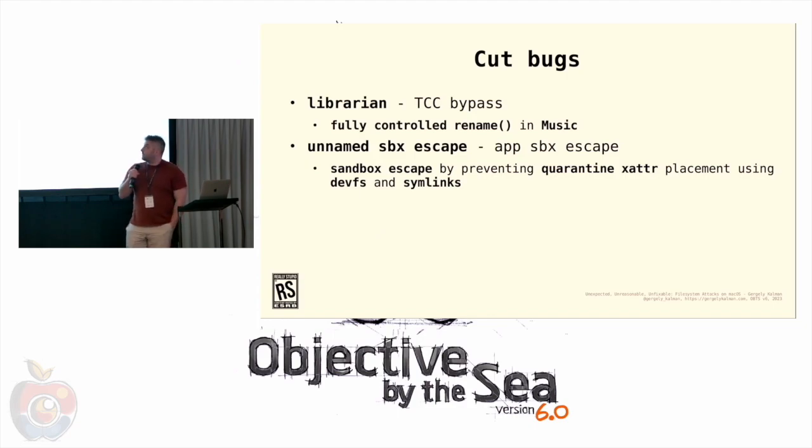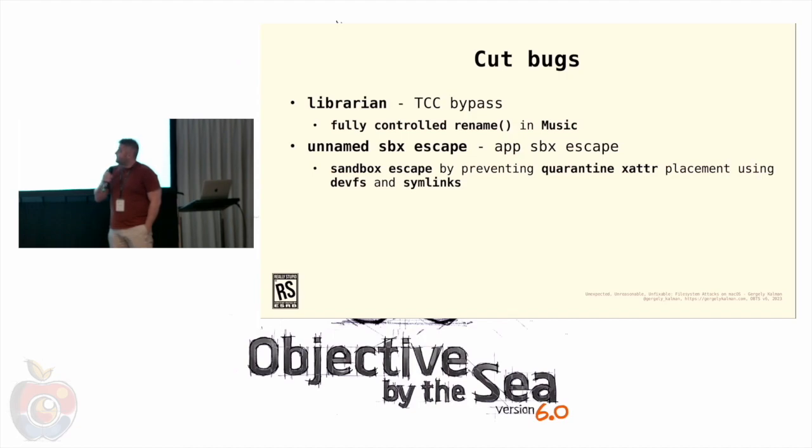So Librarian was a TCC bypass. It was a fully controlled rename in Music. Basically, you copied a file to Music's input directory, and they moved it to your library. That was done insecurely with me being able to fully control the entire path and what got moved. So I overwrote TCCDB, GG, easy bounty.